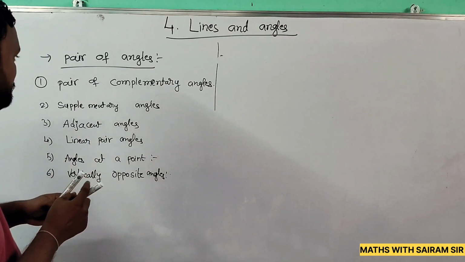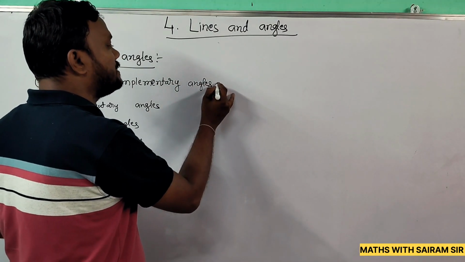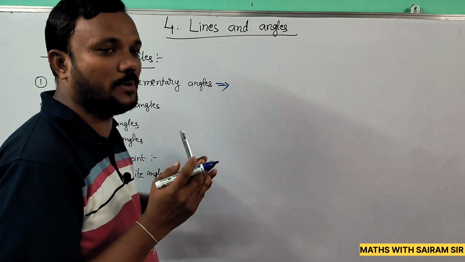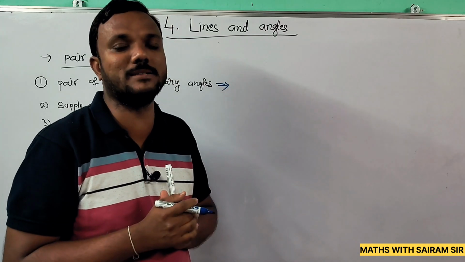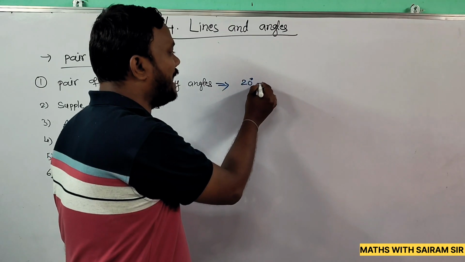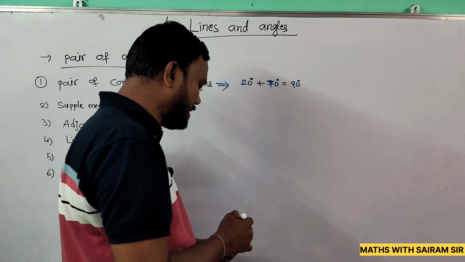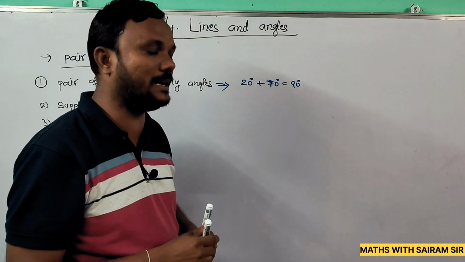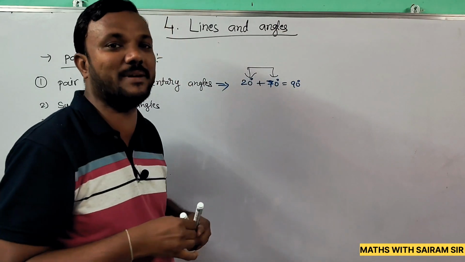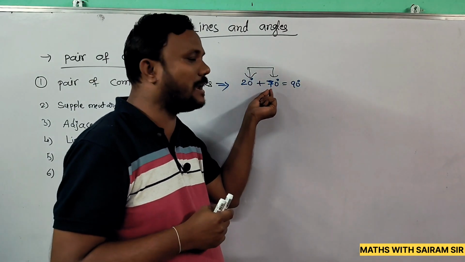Okay, let us observe this pair of complementary angles. Complementary angles means what? Two angles are said to be complementary angles if the sum of the two angles is 90 degrees. Then those two angles are known as complementary angles to each other. Let us take an example: 20 degrees and 70 degrees, and adding them you get 90 degrees. So as the sum of these two angles is 90 degrees, these two are known as complementary angles to each other. That means if anybody asks what is the complementary angle of 20 degrees, we need to take that 70. What is the complementary angle of 70? That is 20.